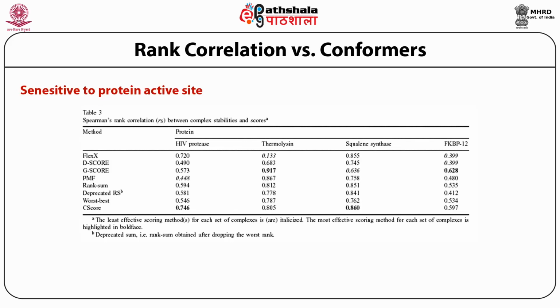Now for HIV protease the C-score did the best, whereas in thermolysin the G-score did the best, and for sequeline synthase the C-score did best. However, in FKBP, a different binding base, the G-score did best. This becomes very difficult once more, even using this complicated rank correlation, to decide which functions to choose.